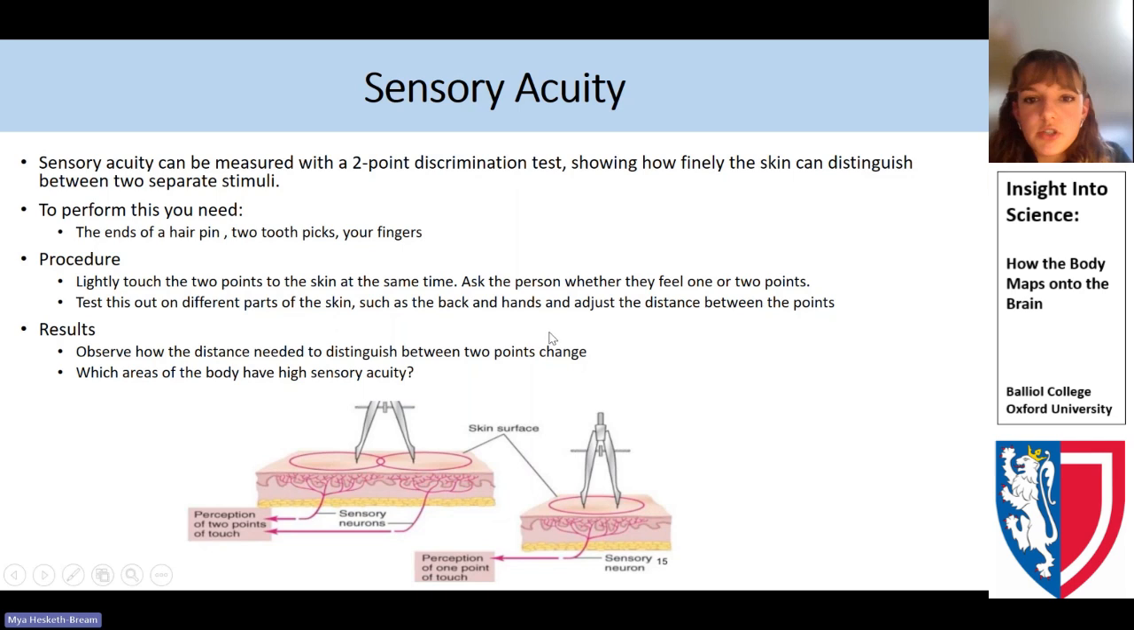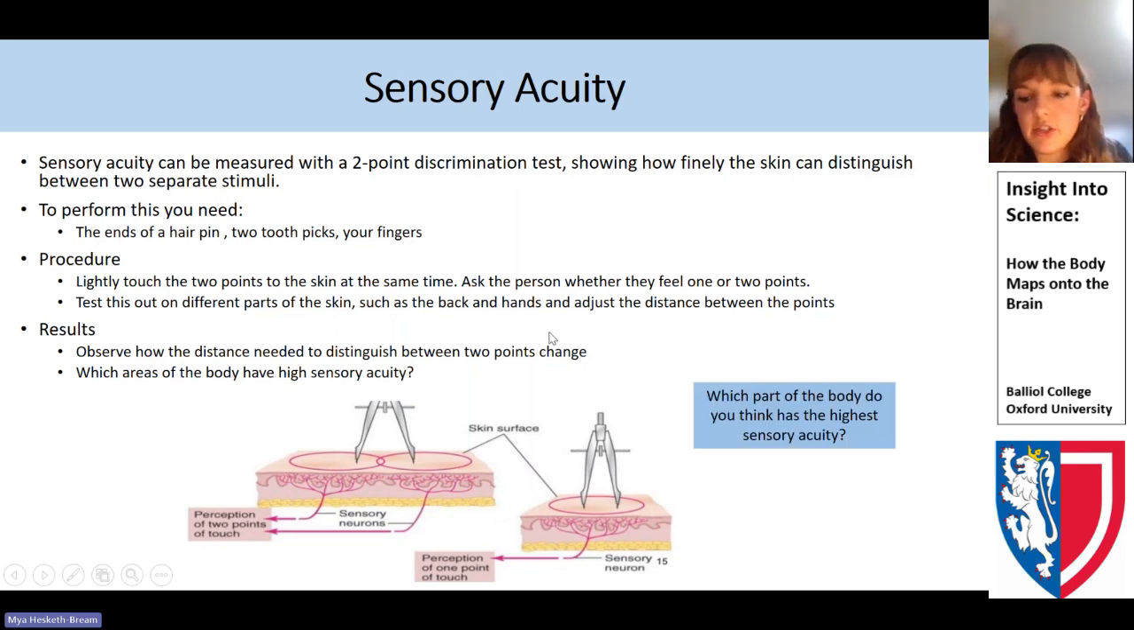I'll just do the first Vevox quiz, if I just open the question. Which part of the body do you think will have the highest sensory acuity? No worries if you get it wrong, you can see.